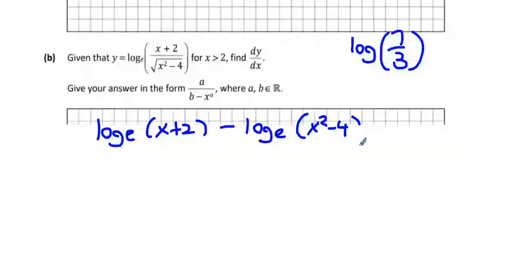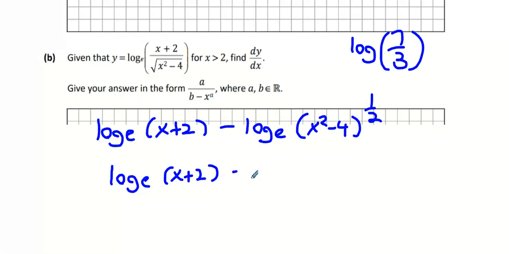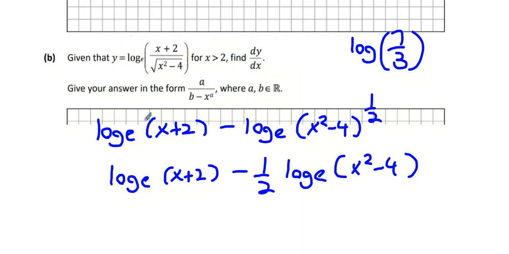Okay. Now, what's the power rule I can use? Anybody remember? Bring it to the front. And then what? You get x squared minus 4. Does everybody see log base e? What's that better known as? It's ln, isn't it? Now, what's the rule for differentiating ln x? ln x is 1 over x.